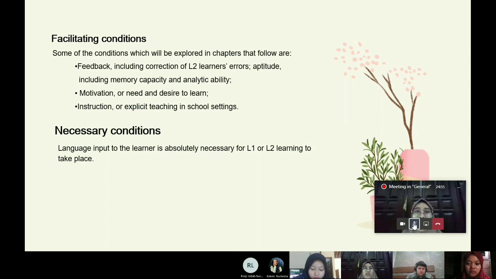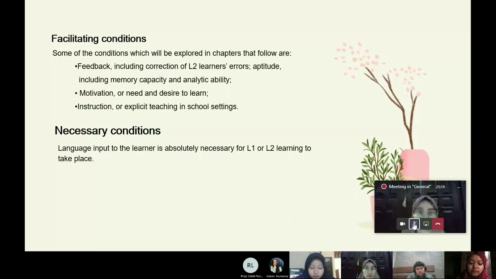It is possible for some individuals to reach a fairly high level of proficiency in L2 even if they have input only from such generally non-reciprocal sources as radio, television, or written text.